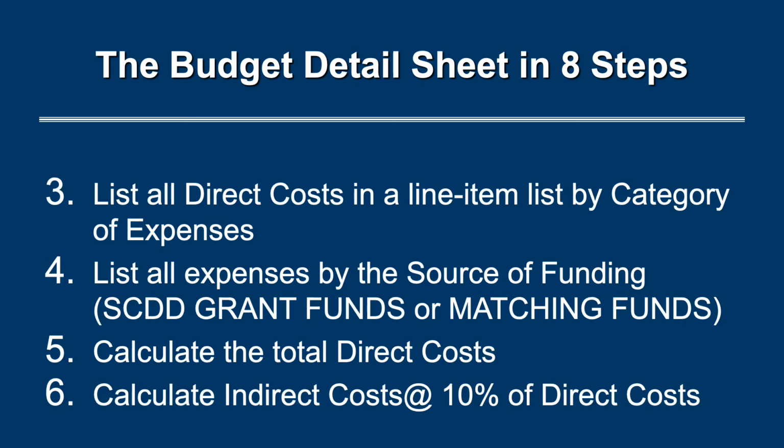Third, you will list all direct costs in a line item list by category of expenses. Fourth, you will list all expenses by the source of funding, SCDD grant funds or matching funds. Fifth, you calculate the total direct costs. The SCDD budget detail sheet will do most calculations for you. Sixth, calculate the indirect costs at 10% of direct costs. You will need to do this manually and insert it into your budget detail sheet.